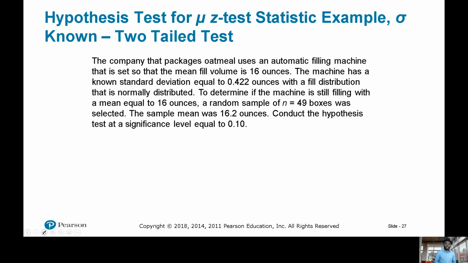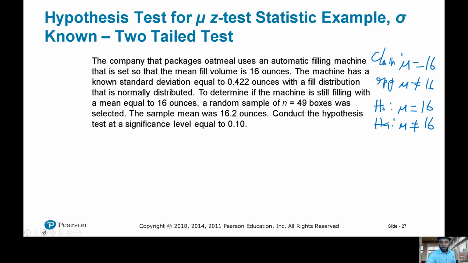So the company that packages oatmeal uses an automatic filling machine that is set so that the mean fill volume is 16. So our claim is such that mu is equal to 16. The opposite is that mu is not equal to 16. So our null hypothesis is mu equals 16, and our alternative hypothesis is mu is not equal to 16. Which means we'll be conducting a two-tailed test.